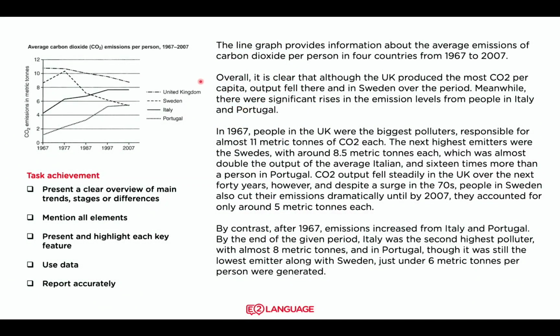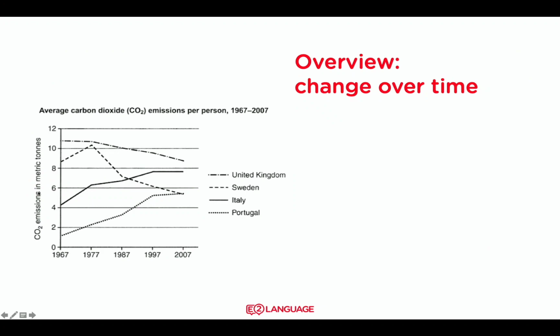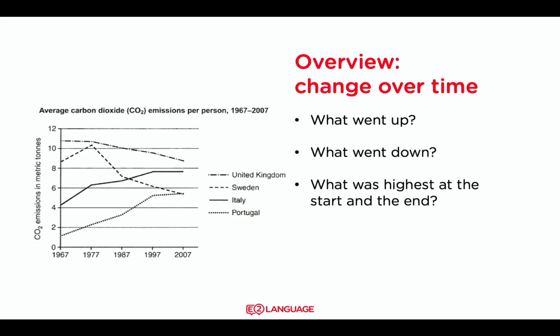So if they see numbers in there, that's not an overview. Also, notice I've put overall. It is clear that this language is a good signal to the examiner, telling them here is my overview, don't miss it. So have I presented a clear overview of the main trend stages differences? Definitely yes. Just once again, when you're dealing with an overview for change over time graphs, these are the questions to ask yourself. What went up? What went down? What was the highest at the start and the end? So in this case, it was the UK throughout. And did the positions change over the time? Did one element overtake another element?